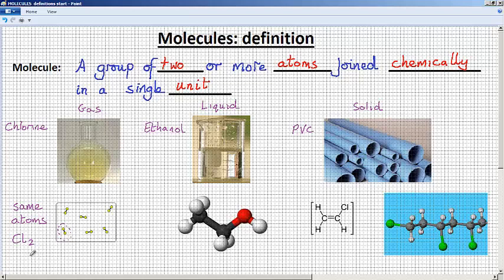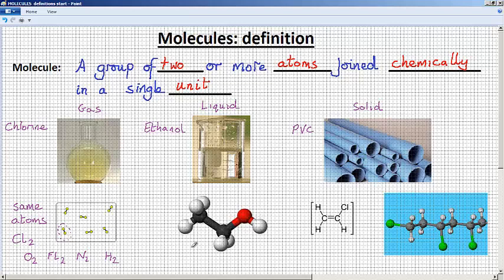And there are 5 of them altogether. That's to say chlorine, and then we've got oxygen, we've got fluorine, nitrogen and hydrogen. And all of these occur as diatomic molecules. That's to say it's two atoms joined together as one unit.